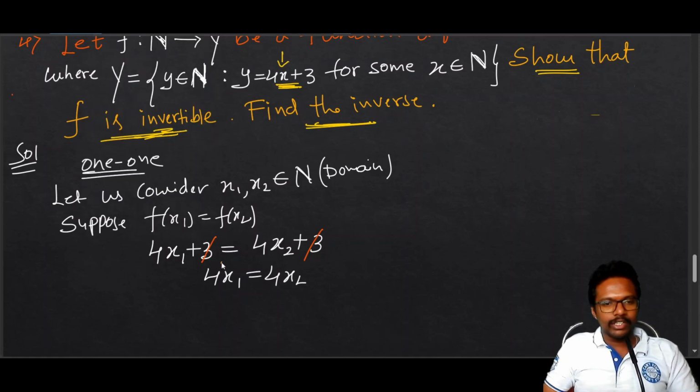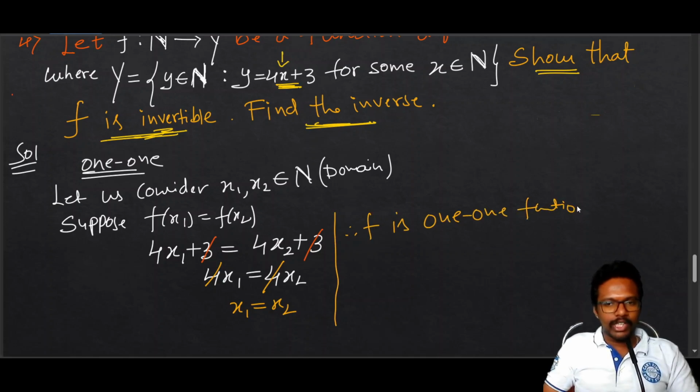So here on the left hand side there is 4 multiplied to x1 and the same 4 multiplied to x2. So I have cancelled out these two 4s. Now we got x1 equals x2. Therefore we can conclude f is 1-1. We can conclude that f is a 1-1 function. So we have solved this 1-1 here.